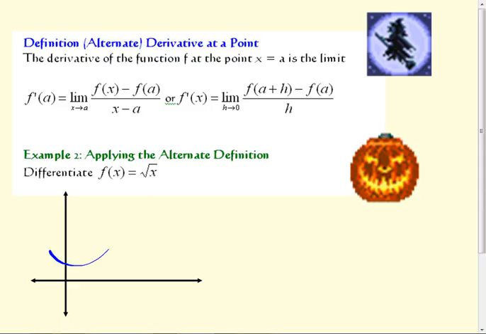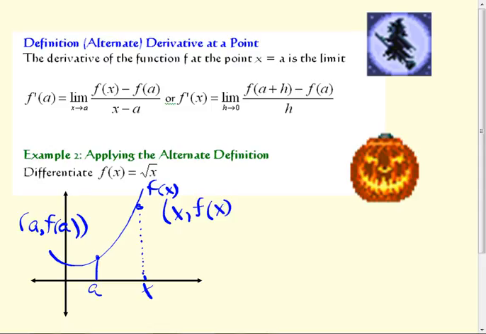So here's my function. Here is a. And then we're going to go over to some value. Let's call that x. Then what's this ordered pair? a comma f of a, and this is f of x, of course. Then this ordered pair is x comma f of x. How do you find the slope of the secant line there? I did that. What's the slope of the secant line?